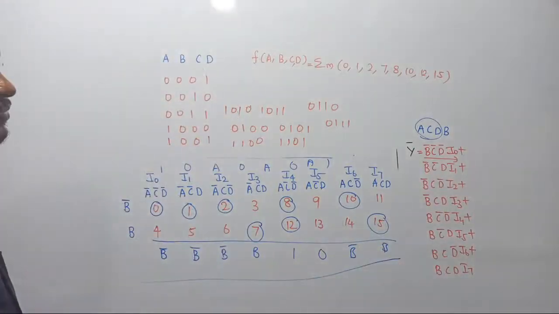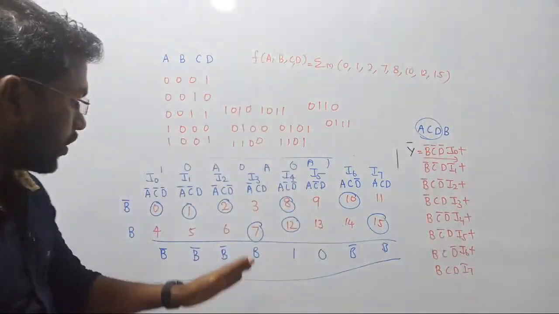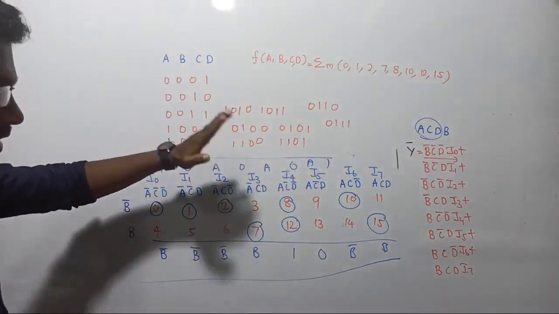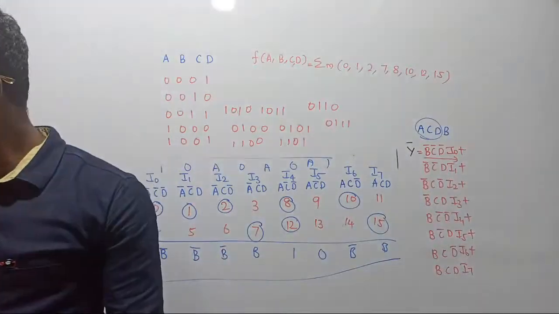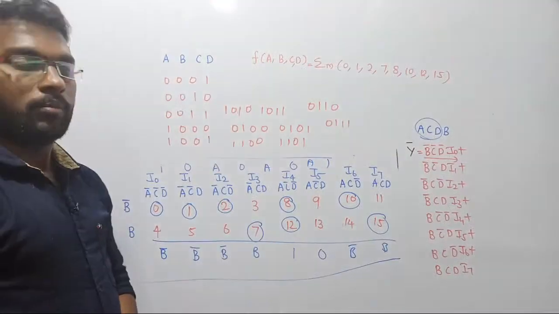Is it okay now? That's all. That is how we are. That's all. Applying the inputs, it is done. B bar, B bar, B bar, B, 1, 0, B bar, B. Clear? That is how we are realizing any Boolean variables with the help of multiplexer.